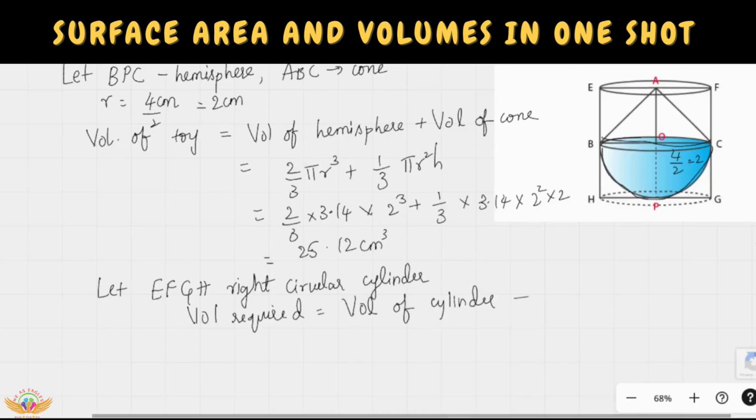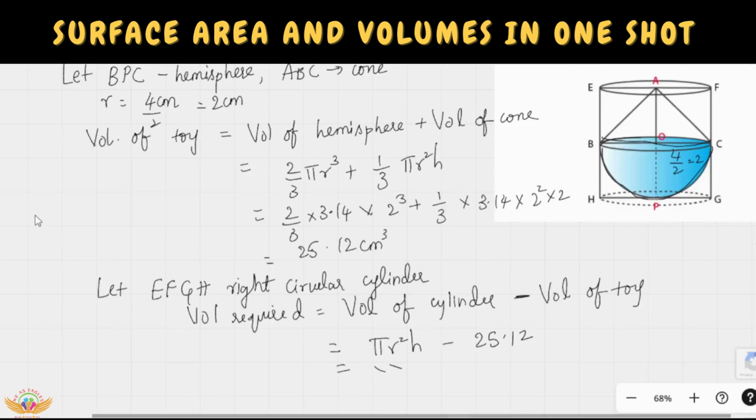minus, this is what the question is being asked. They want this volume of toy. Okay, we know already the volume of toy. What is the volume of cylinder? Pi r square h, right? Minus 25.12. So let us solve this.